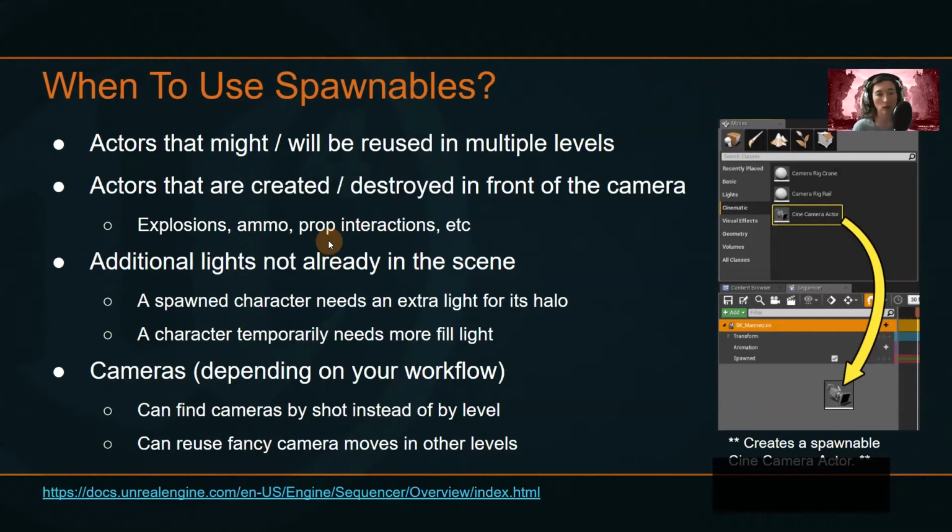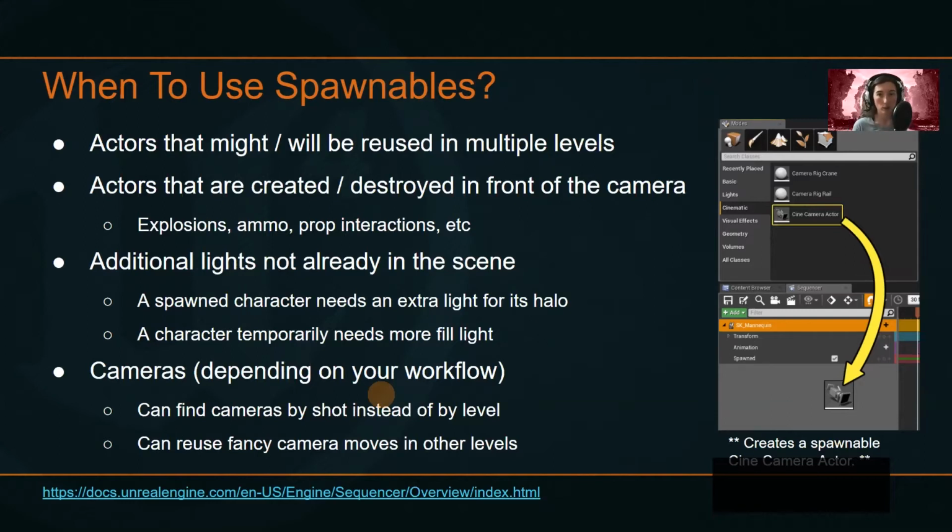Something else could be, if you need some temporary additional light that you don't need in the other shots, or you've got a character that beams down, and there needs to be a light for the UFO or something that's dropping down the person. It doesn't persist for a long time. It's just on off. And then you could do cameras. For this tutorial, I am going to use spawnable cameras just to stick with the theme. You can do it either way.